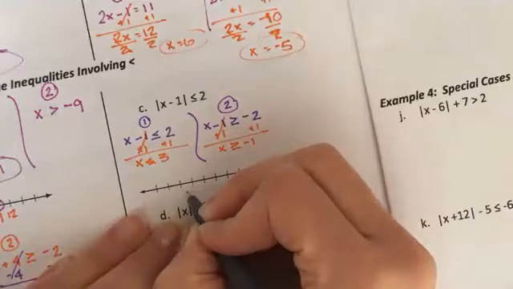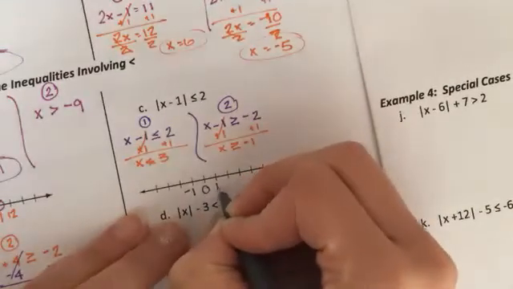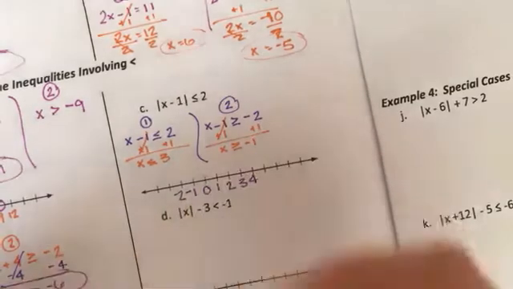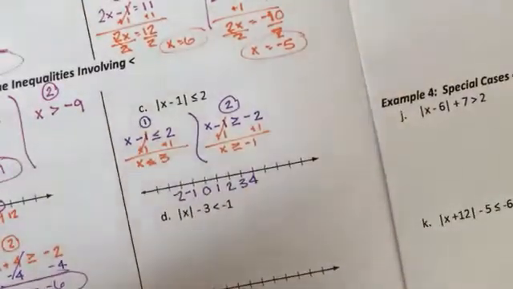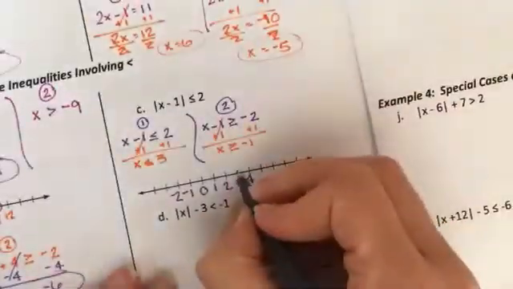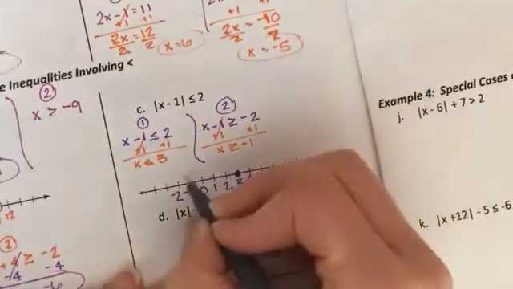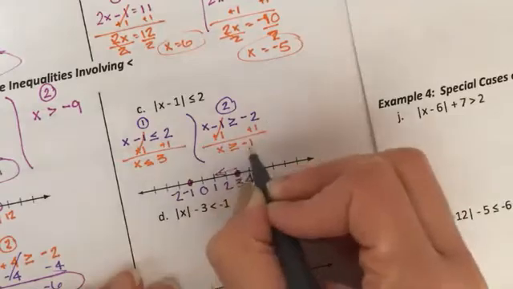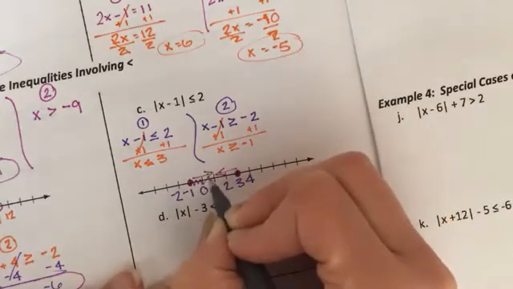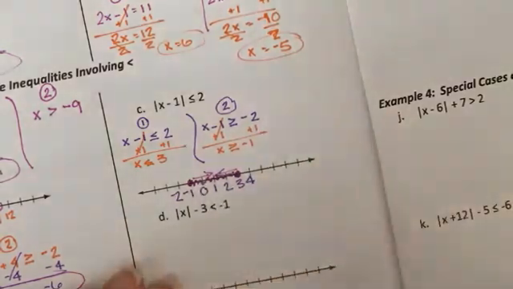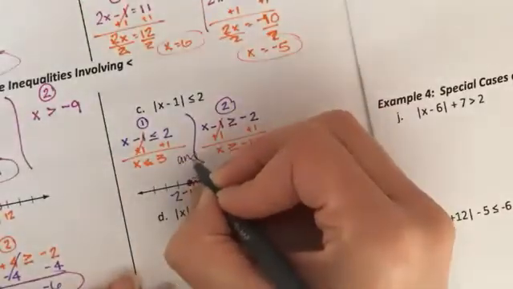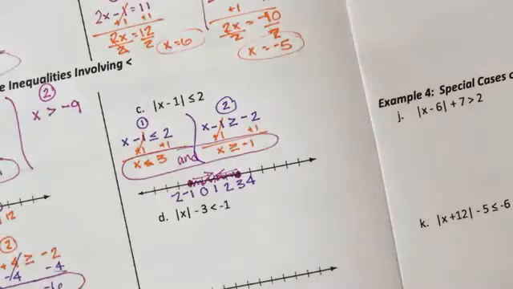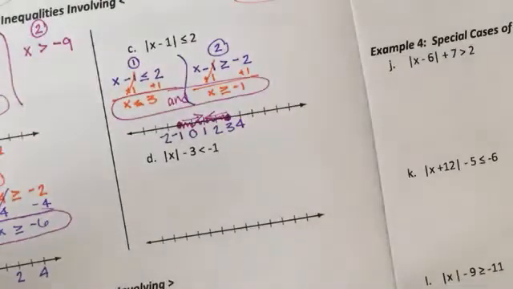So I have -1, 0, 1, 2, 3, 4. And I'm going to have a closed circle on +3 and a closed circle on -1. X is less than or equal to 3. X is greater than or equal to -1. So this is shaded in between. So it has to make both of them true in order to fit into that area. Okay.